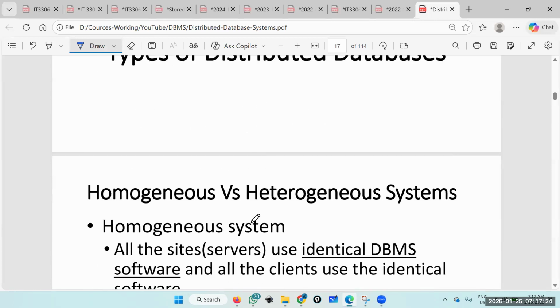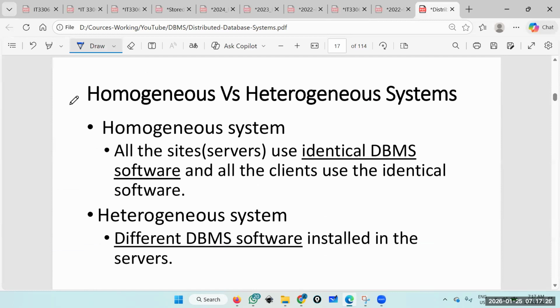Right. So types of distributed databases: homogeneous versus heterogeneous. Homogeneous means in different sites you have the same database in the system. If it is Oracle, everywhere Oracle. If it is Microsoft SQL, everywhere you have Microsoft SQL. So that is relatively easy to manage because technology-wise it's compatible.